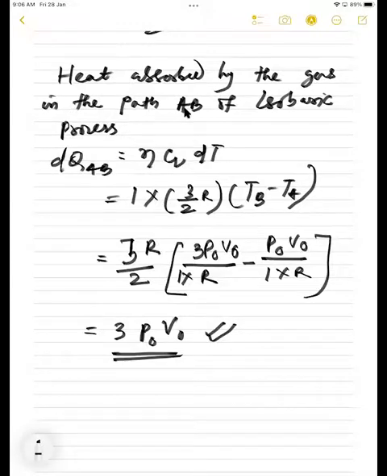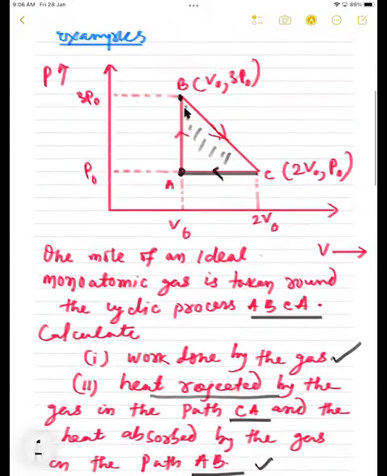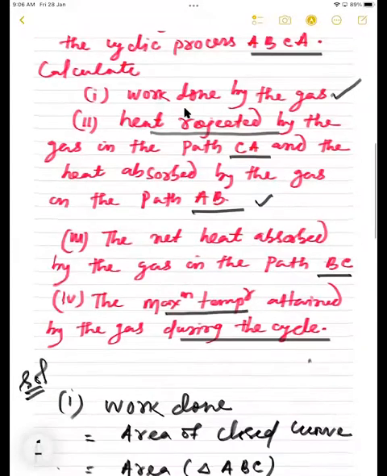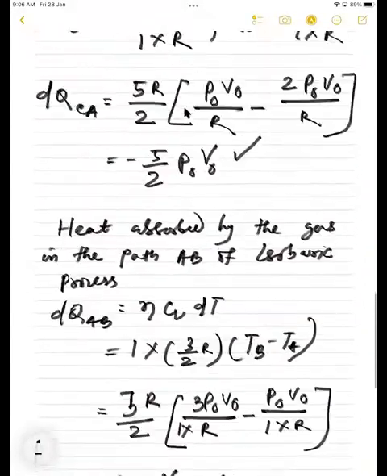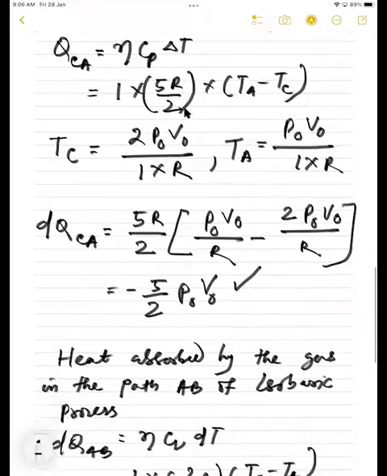Understood, students, or not? Pressure is remaining constant here. A to BC, pressure is changing. But volume is constant, so that is not isobaric. This is an isochoric process. Yes or no, students? So this is not isobaric. See here, number 3.